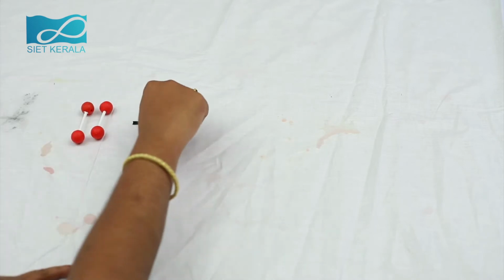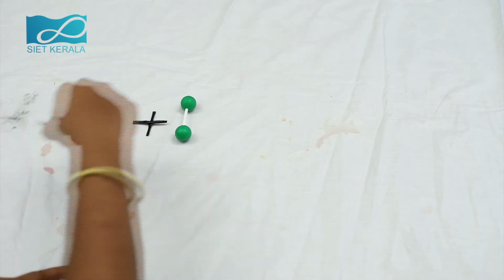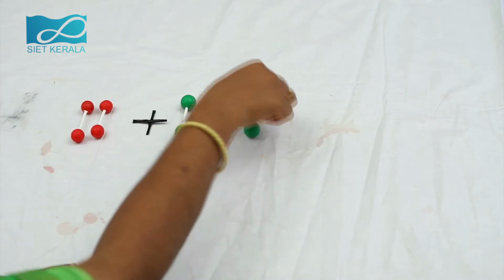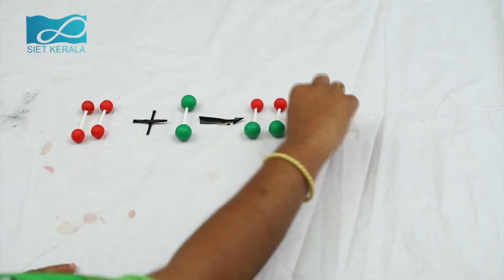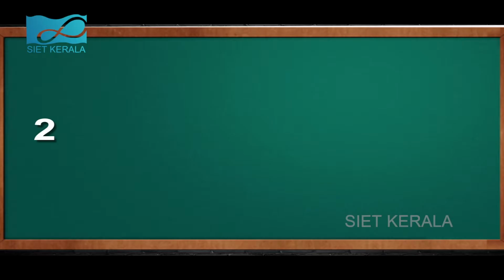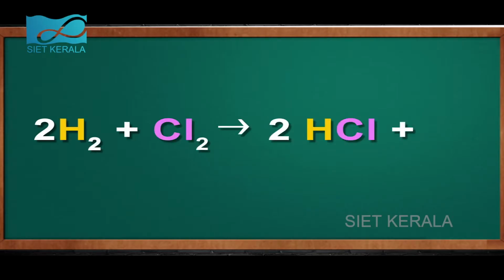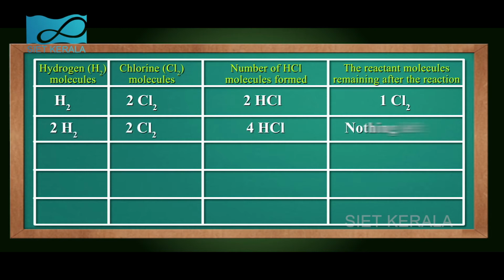Instead of one hydrogen molecule, we take two hydrogen molecules. After the reaction, there will be one hydrogen molecule left. Now, you can check the table given below.